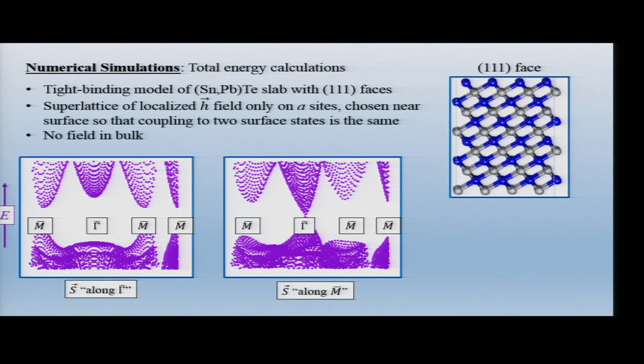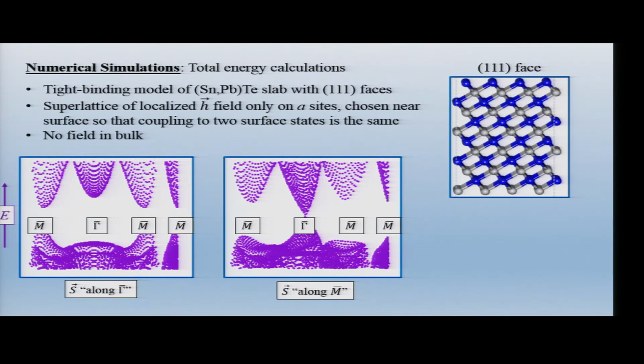So we model our system as a slab. It's actually a layered system when you're in the 1-1-1 direction, with your slab perpendicular to the 1-1-1 direction. And the computations that Sahinur did had 48 layers in this slab. And we put some atoms, magnetic moments, near the surface.